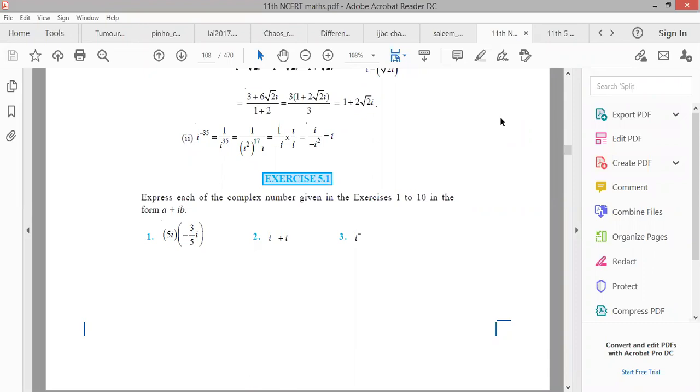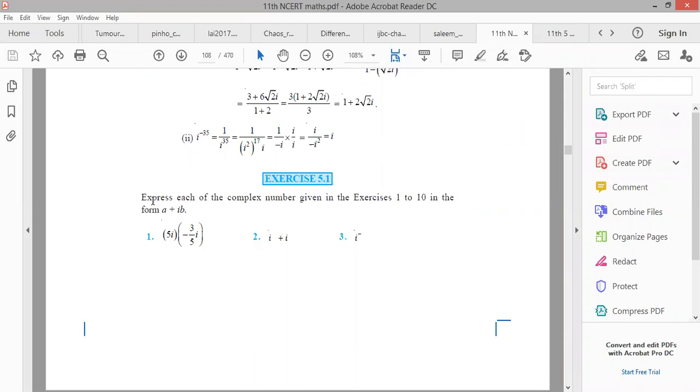Welcome to Mathematics Online. Today in this lecture, we will be solving some exercises based on the previous concept, that's algebra of complex numbers. Here we have the first question.